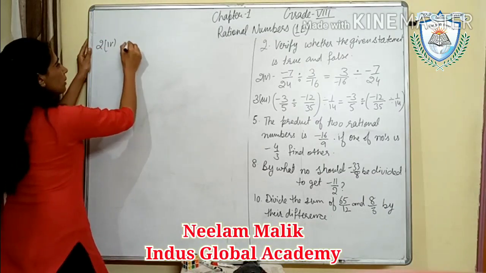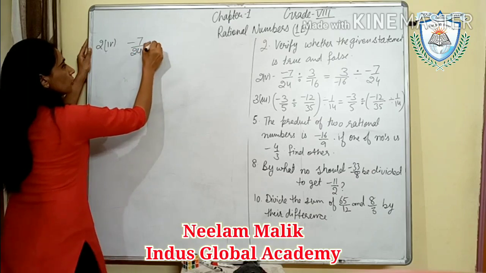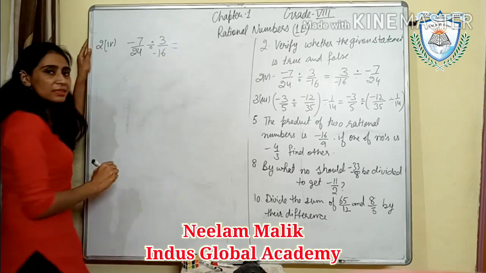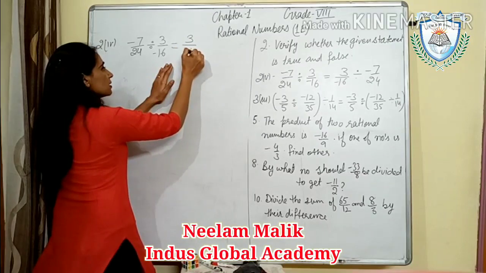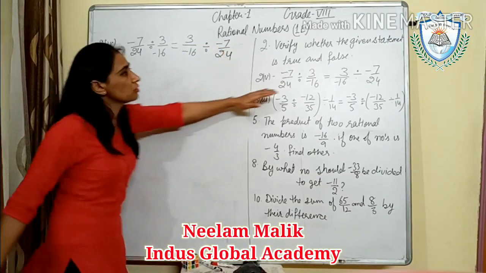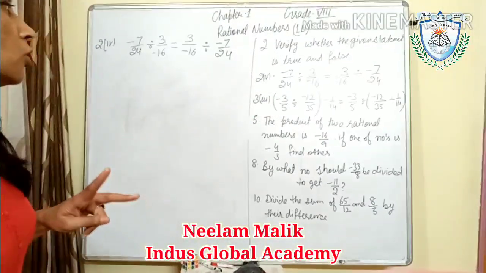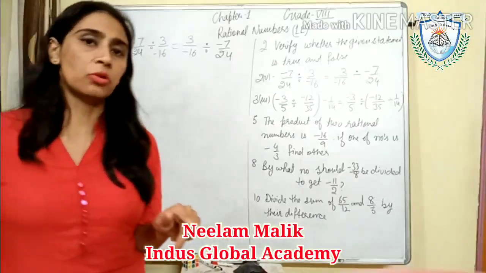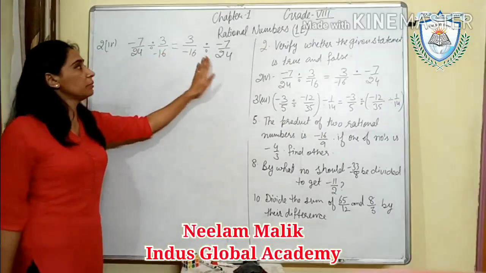What is given to us? -7 upon 24 divided by 3 upon -16. On the other side it will be reversed, meaning first 3 upon -16 divided by -7 upon 24. Okay, this is the statement. So when we are doing any calculation of two rational numbers, we are using the commutative law. So this is our commutative law, a divided by b and b divided by a.